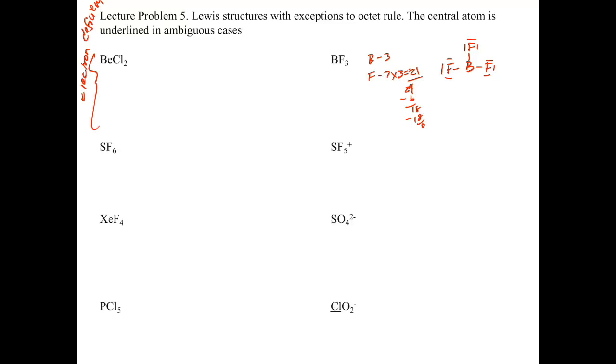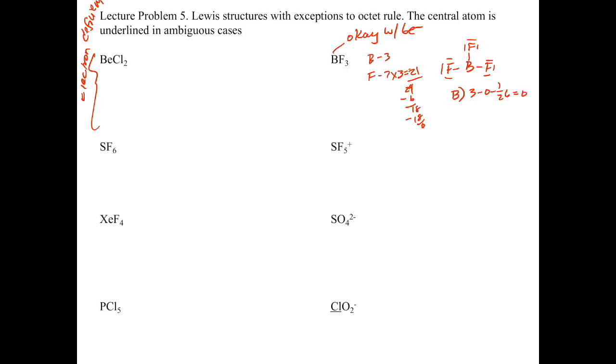Your tendency for BF3 would be to satisfy the octet by bringing a lone pair from the fluorine in. But we actually don't do that in this case. Boron is actually okay with 6 electrons. Let me show you why. For formal charge, boron brings 3 electrons to the party, minus 0 lone pairs, minus 1/2 of 6 electrons. This is going to give us a 0 formal charge.